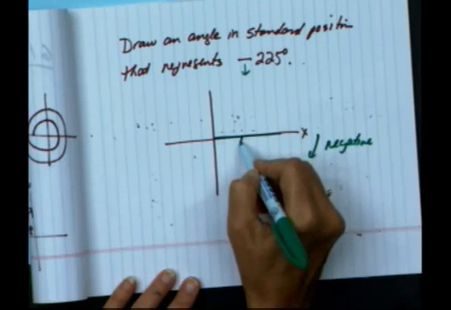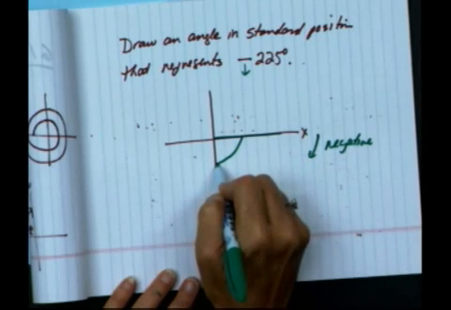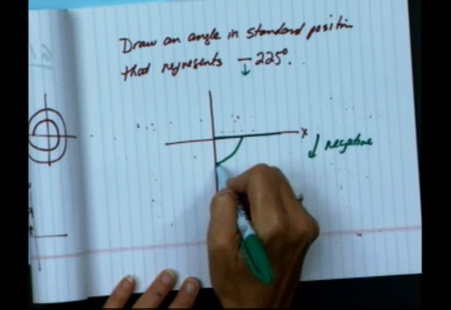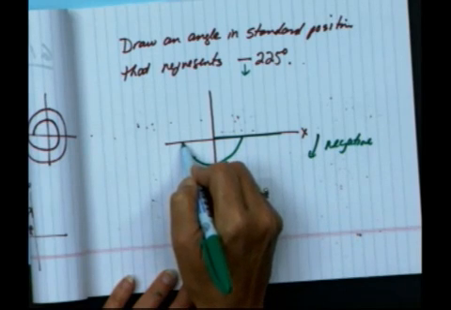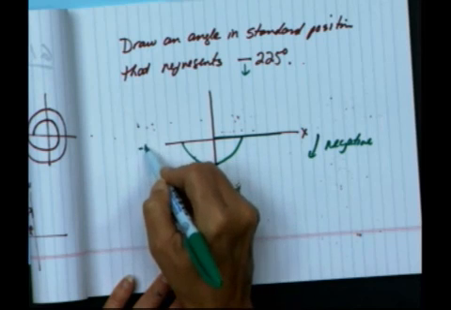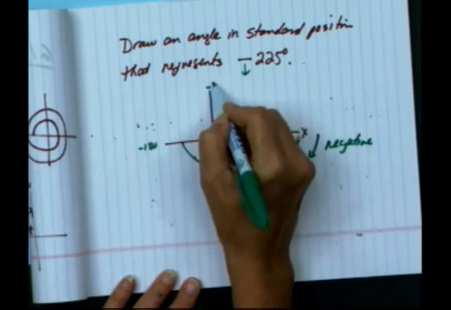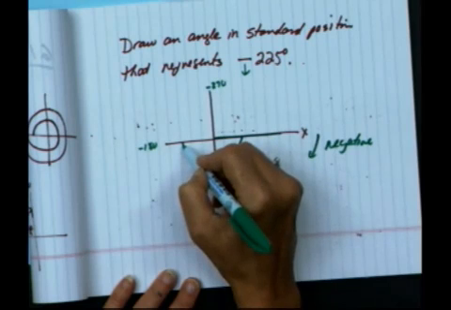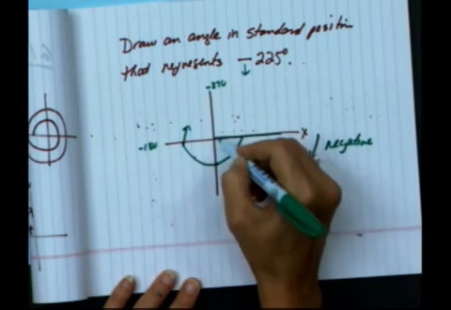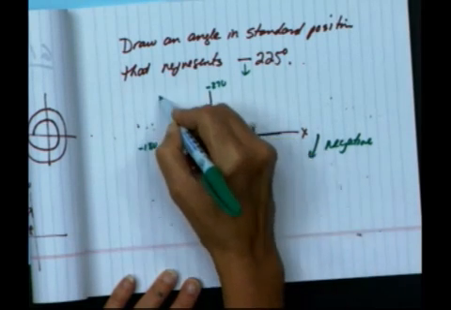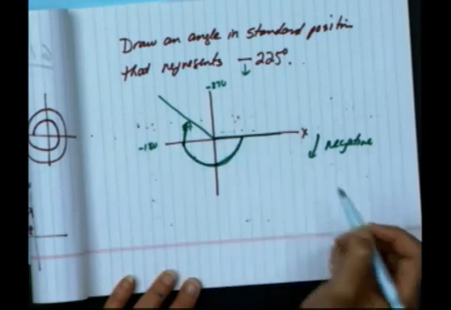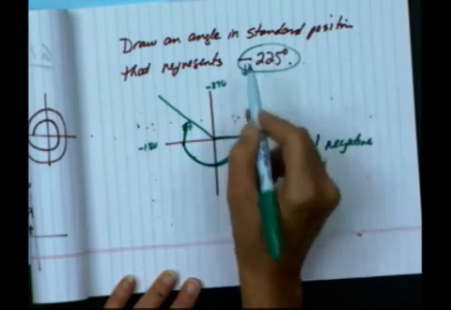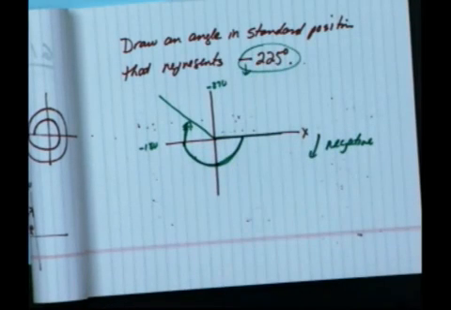If I go this far, how far have I gone? Negative 90. If I've gone this far, how far have I gone? Negative 180. This is going to be negative 270, so where am I going to stop? 45 degrees out, somewhere over here. So here is my angle. This big angle right here represents negative 125 degrees. Okay, everybody got that?